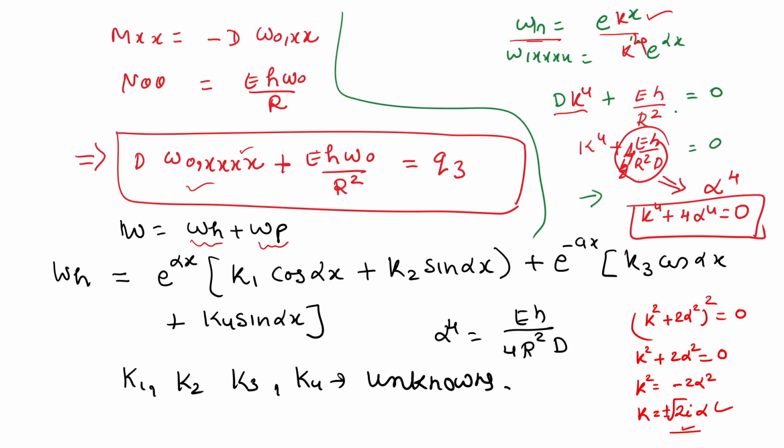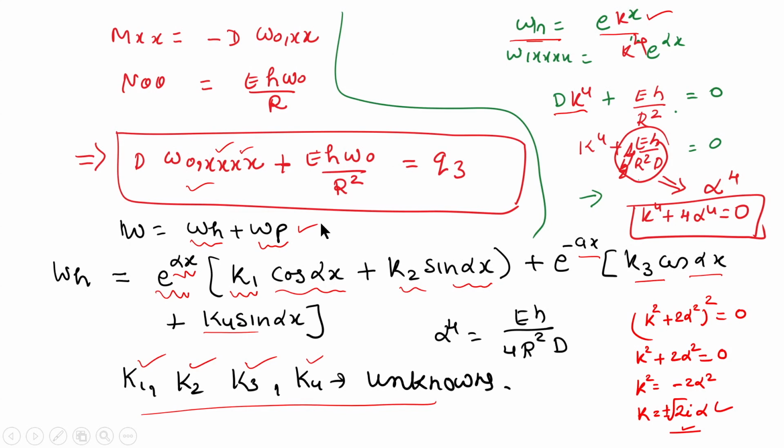So, the solution can be written as e raised to the power alpha x times k1 cos alpha x plus k2 sin alpha x, plus e raised to the power minus alpha x times k3 cos alpha x plus k4 sin alpha x. So, k1, k2, k3, k4 are unknowns. It is a fourth order equation, so there will be 4 roots. We need 4 boundary conditions, so we can solve a maximum of 4 variables.